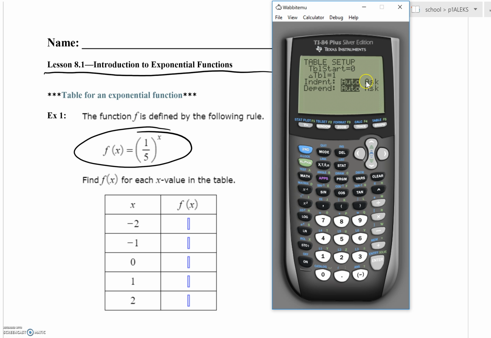In previous chapters, we have gone to ask, and you can even have your table start at 0. Make sure your delta table is 1. And if it was on ask, if it was darkened in over here, just go over auto, hit enter, and then hit second graph. We're going to go to second table. And it looks like they want values from -2, so I'm going to up arrow a little bit. At -2, we'd get 25.